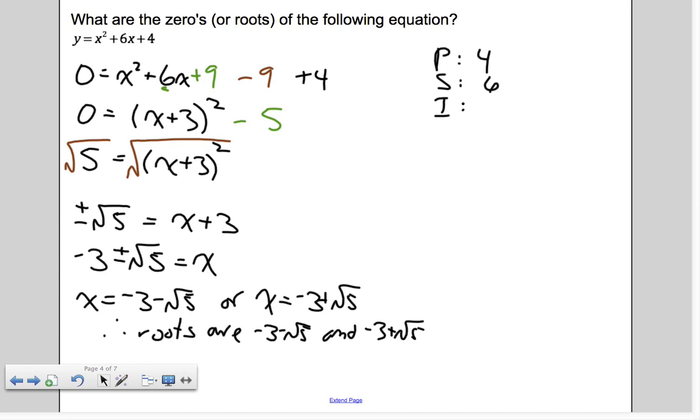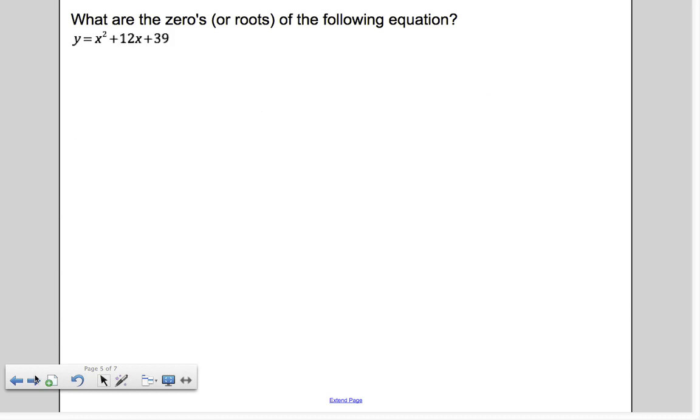Okay, any questions on that? Good? One last question, I think. What are the zeros and roots of this equation? Do it together or do it by yourself? By yourself. Together. By yourself and do it together. How about I walk you through this one? Yes. Well, how about you guys walk through with me then.